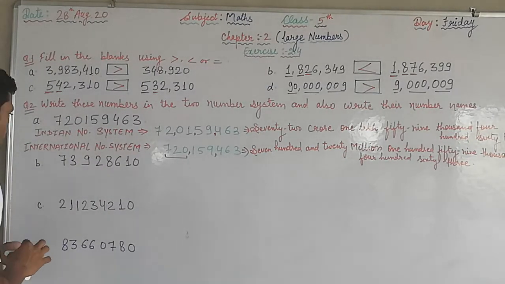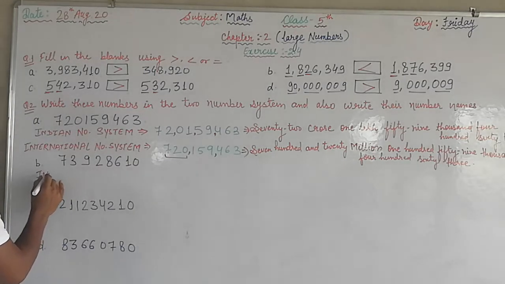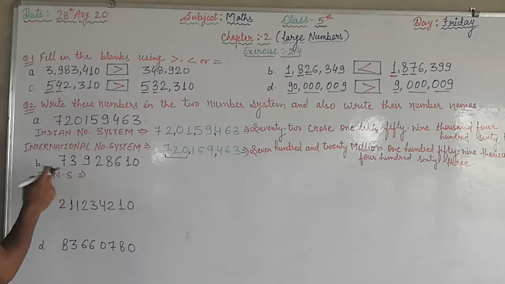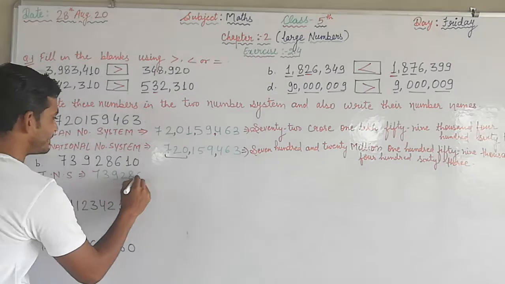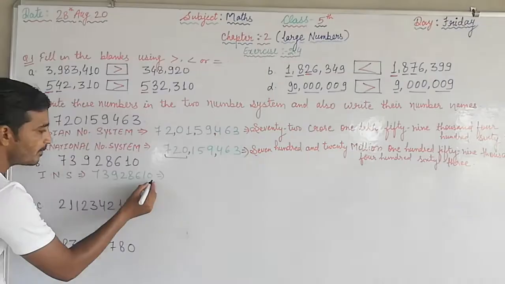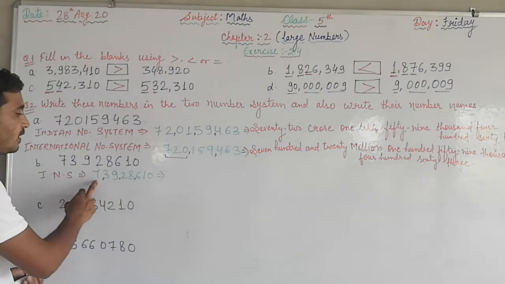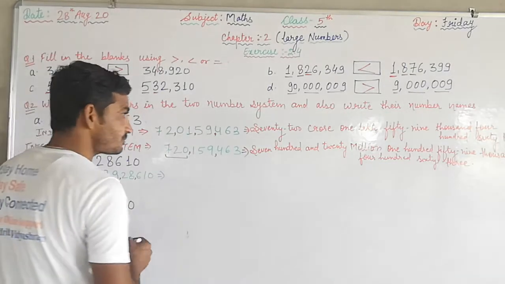See here, next you have to write in the Indian number system. I am going to write it in the shorter form INS, that is Indian number system. Now first of all you have to write the number again, 73928610. Okay, so we place commas according to the Indian number system. Place a comma after the 3 digits, then after every 2 digits, that is 7,39,28,610.